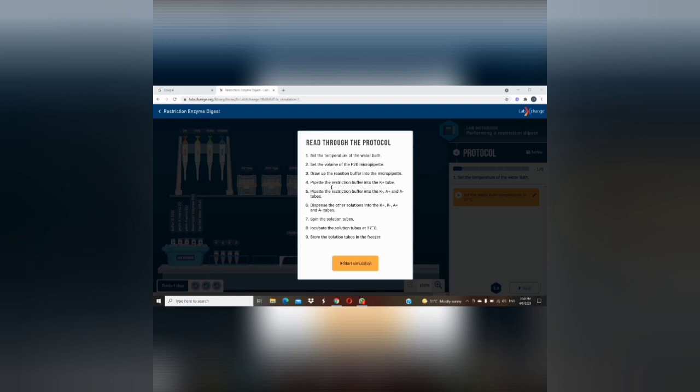Then pipette the restriction buffer into the K positive tube, and pipette the restriction buffer into the K negative, A positive and A negative tubes respectively, and then dispense the other solutions into the K positive, K negative, A positive and A negative tubes. Then spin the solution tubes, and the tubes will be incubated at 37 degrees and then stored in the freezer. Let's start.